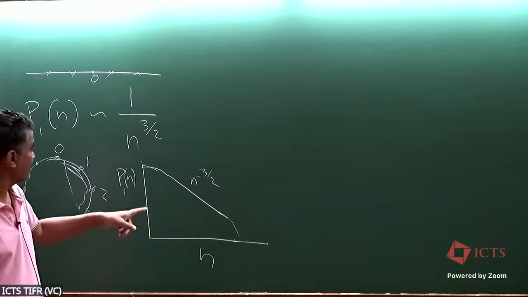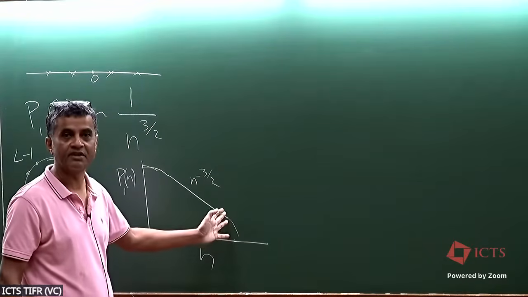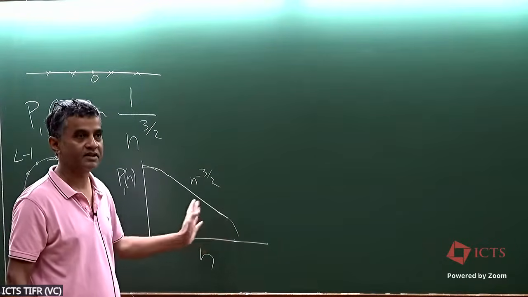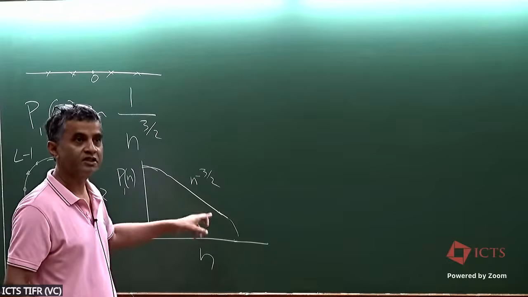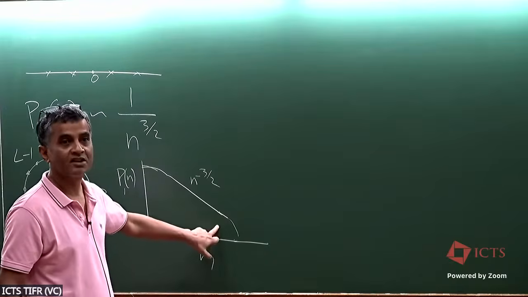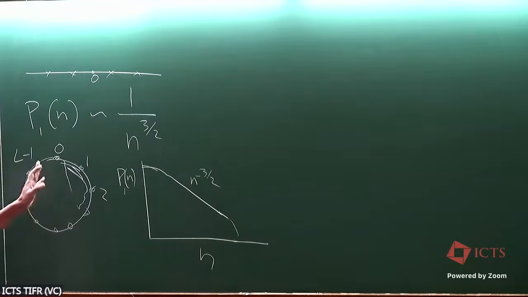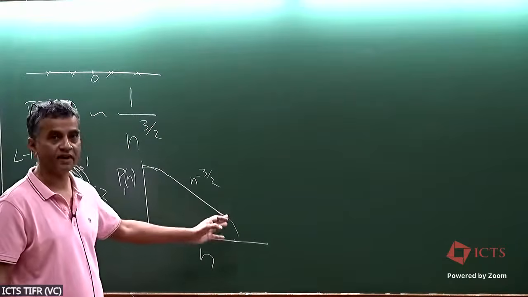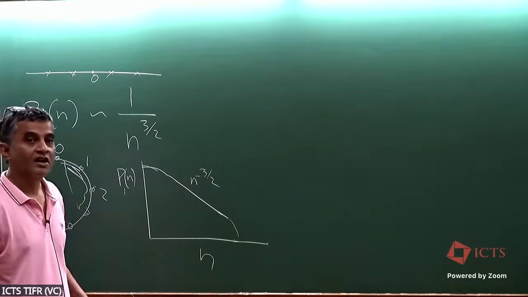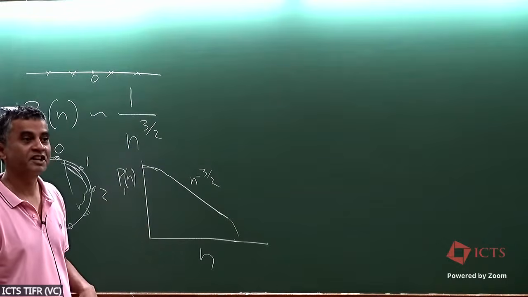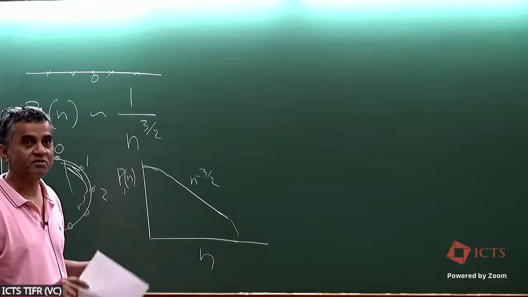So at what time do you expect this to happen? At what time, on a finite lattice, will I realize that it's finite? It's a random walk. How many people think L squared? How many people think L? Most people think L squared.